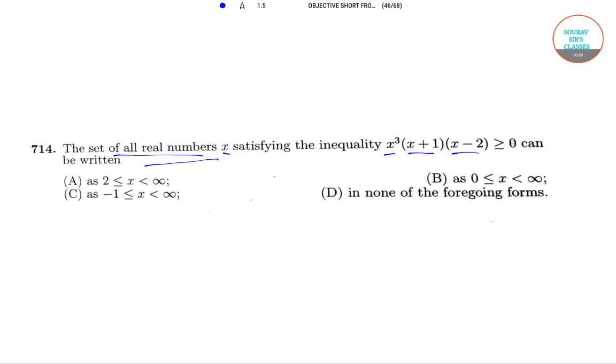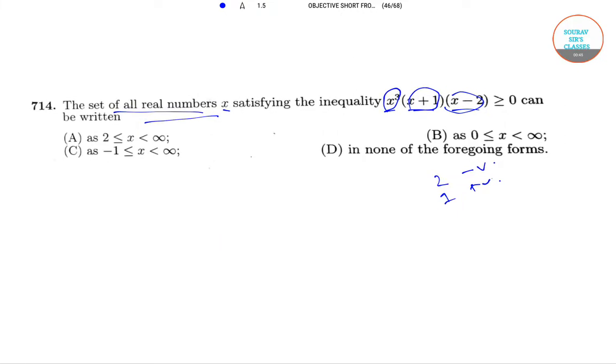Now this inequality will be greater than or equal to 0 either when all three parts, that is x cubed, 1 plus x and x minus 2, are greater than 0, or two of them are negative and one is positive. So this can occur in the following conditions. The first condition could be x greater than 0, x greater than minus 1 and x greater than 2. Now this has no intersection point, so there is no solution.